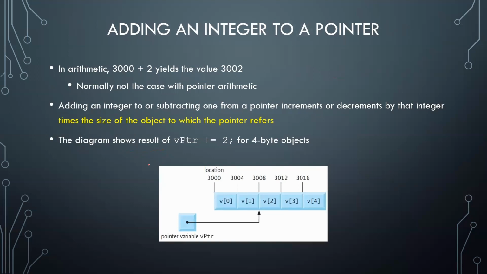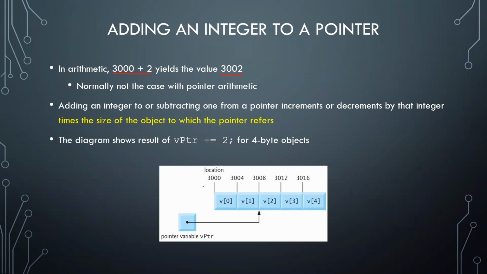I said we can add an integer, but it's a little different than when we do it in math. In arithmetic, 3000 plus 2 is going to give us 3002. That's not how we do math when we talk about a pointer. When we add an integer to or subtract an integer from a pointer, it is going to move that many elements, which may or may not necessarily be the same as our arithmetic.